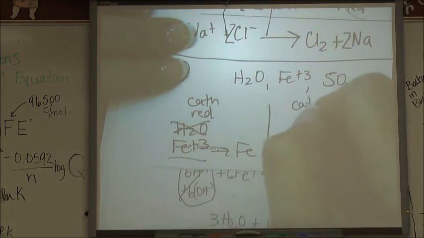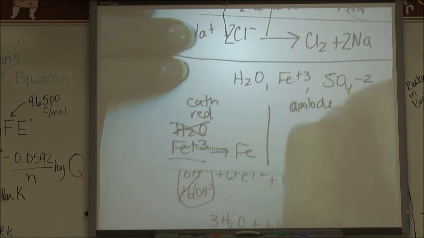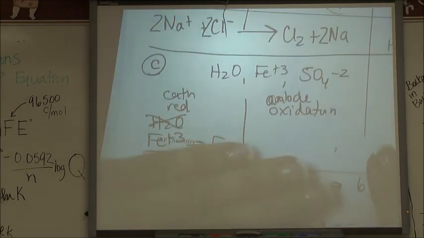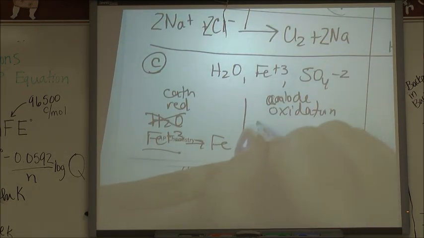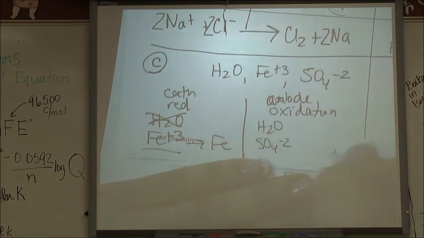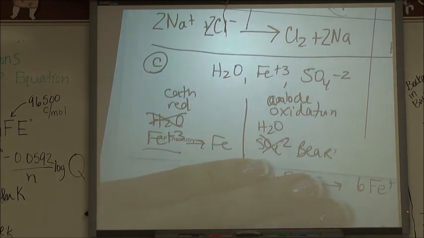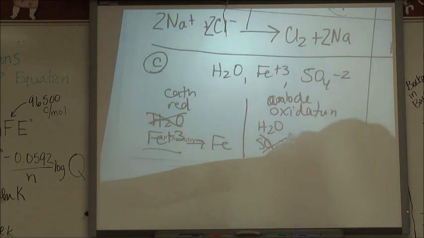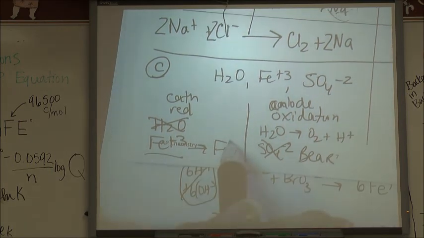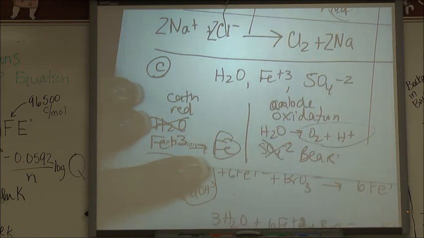Okay, then we've got the anode and oxidation. What two things can be oxidized? H2O and SO4 minus 2, sulfate. Bears are bears. Sulfate's a polyatomic. So then what are we going to make? O2 and H plus. Okay, so those are our products. At the cathode, we're going to make iron, and at the anode, we're going to make oxygen and H+.